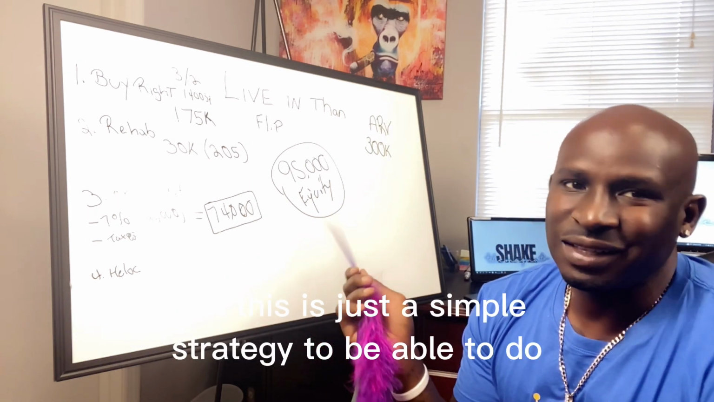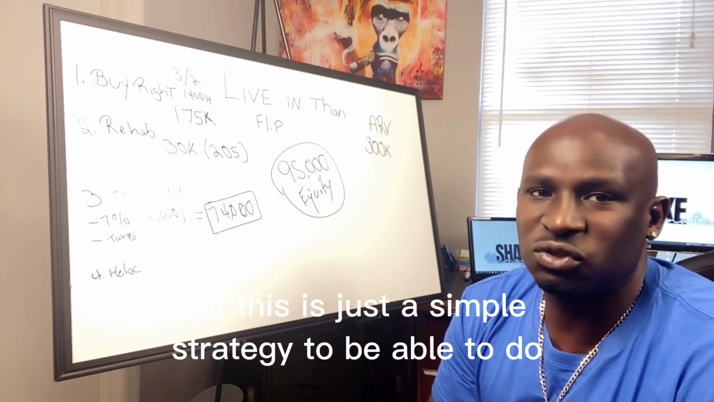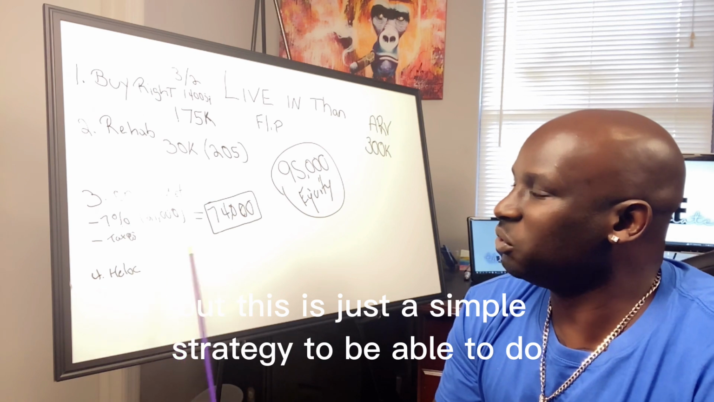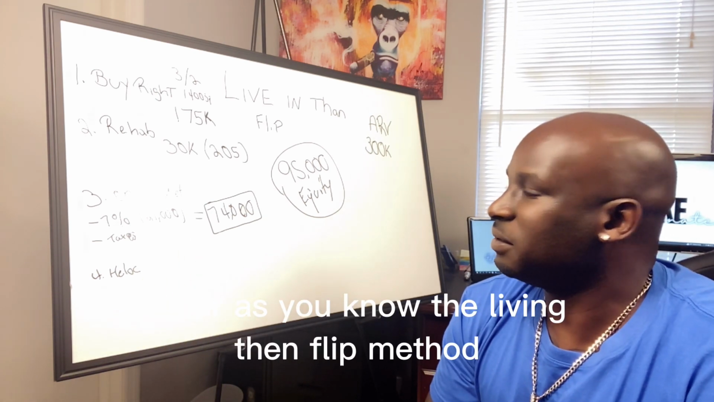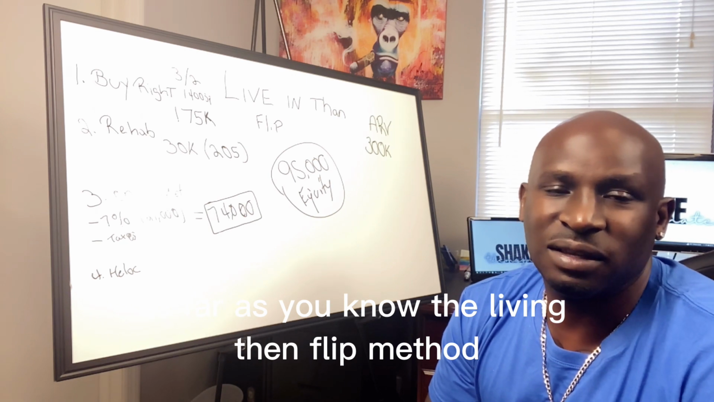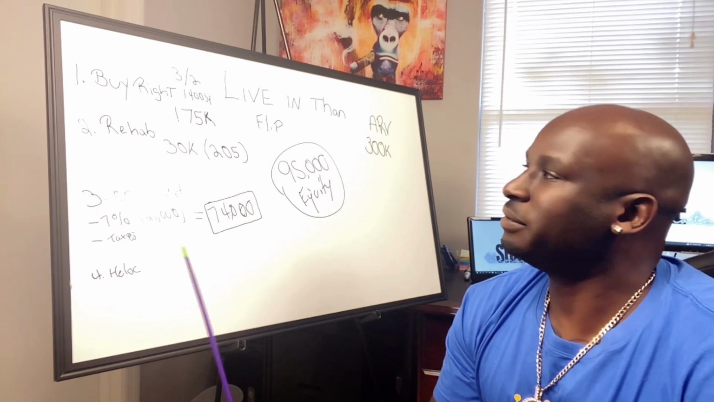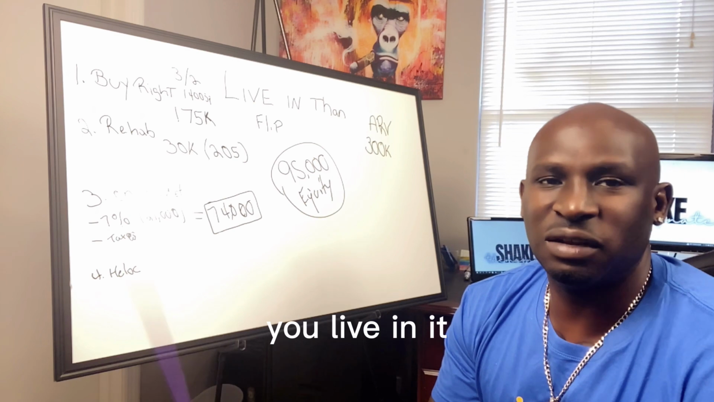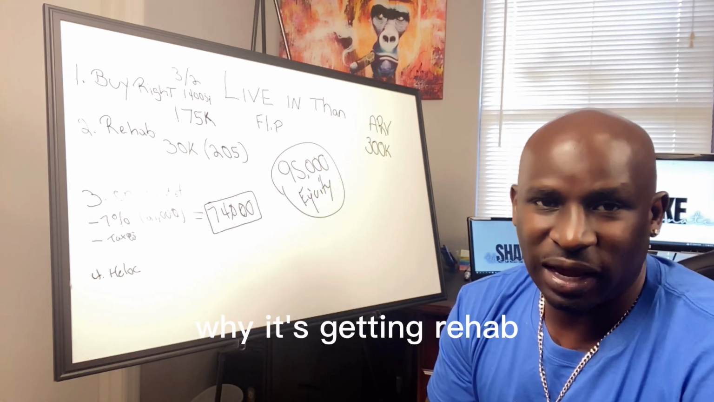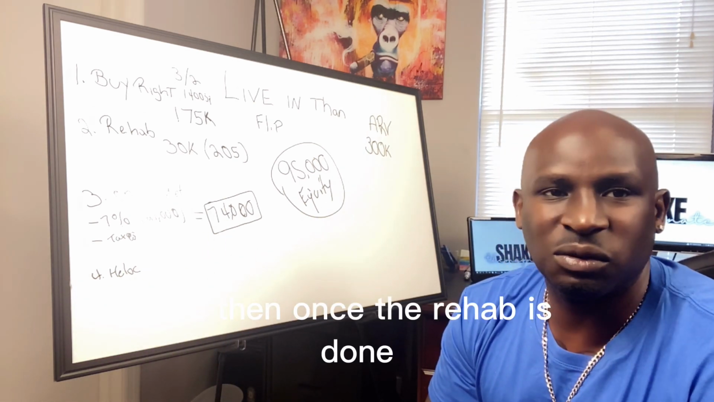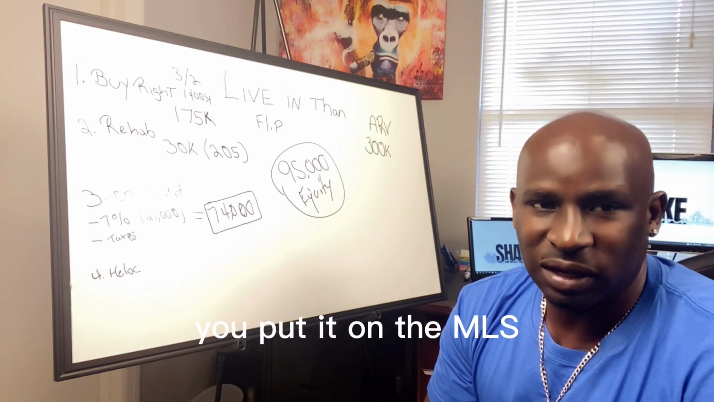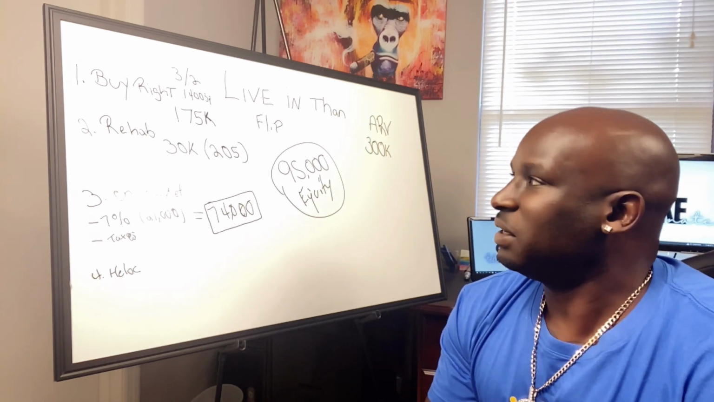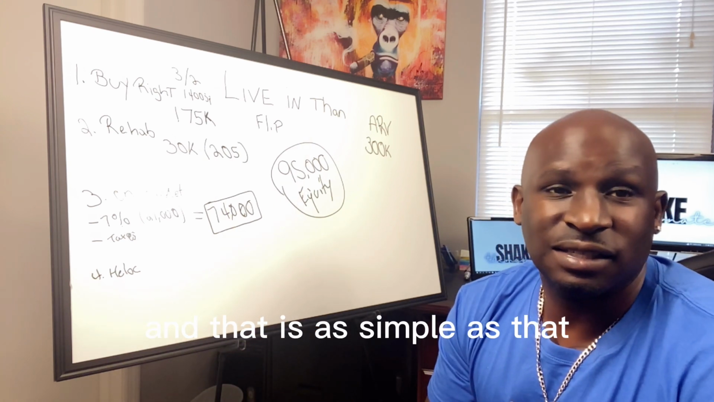But this is just a simple strategy to be able to do, as far as the live-in and flip method. You find the property, you purchase the property, you live in it while it's getting rehabbed, and then once the rehab is done, you sell the property, you put it on the MLS, and you sell it. And that is as simple as that.